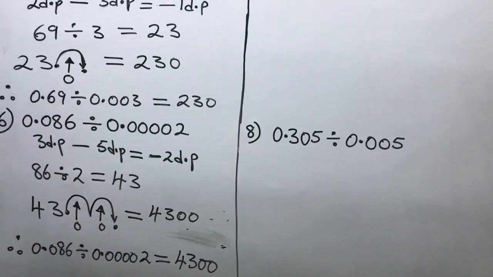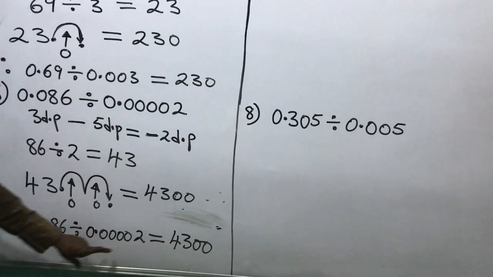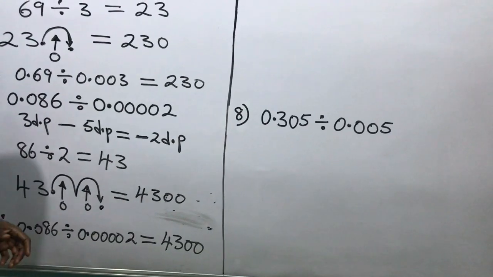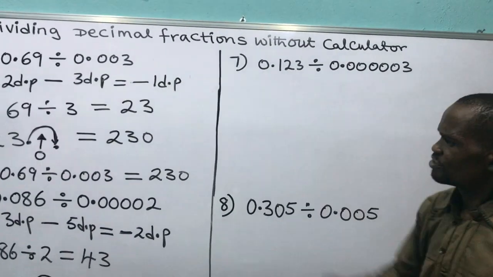And that's what is going to be my answer when I divide this by this. I will have 4300. And I believe that you find it useful, what we are doing. Then look at question number 7.